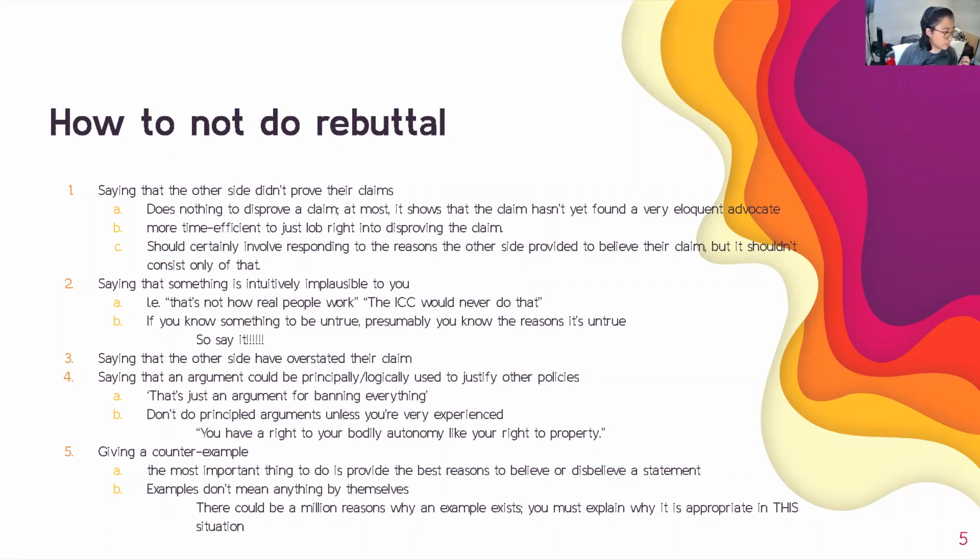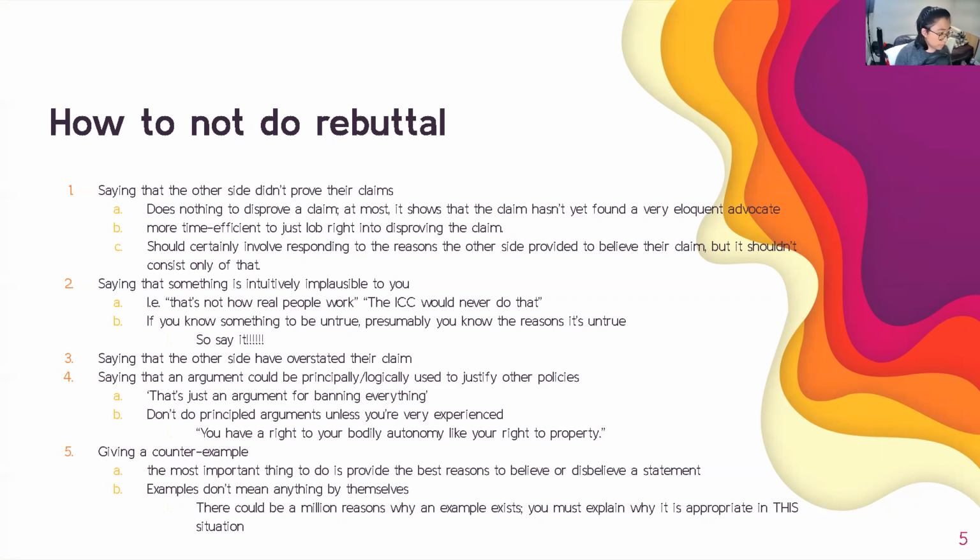So first is just only saying the other side didn't prove their claims. This does nothing to disprove a claim, right? At most, it just shows that the claim hasn't yet found a very eloquent advocate for it. But you need to explain why it is that that claim was not proven. So it's more time efficient to just go right into disproving that claim than making flippant examples for why that claim was not presented adequately.